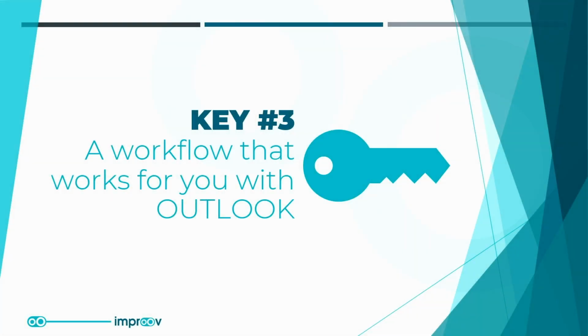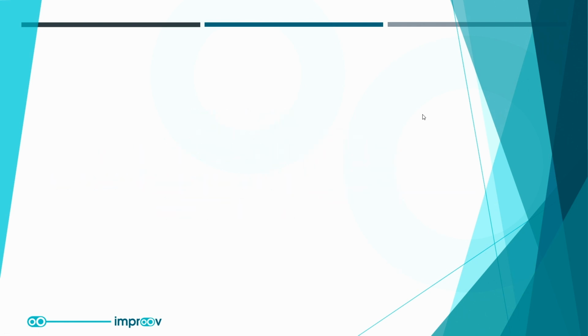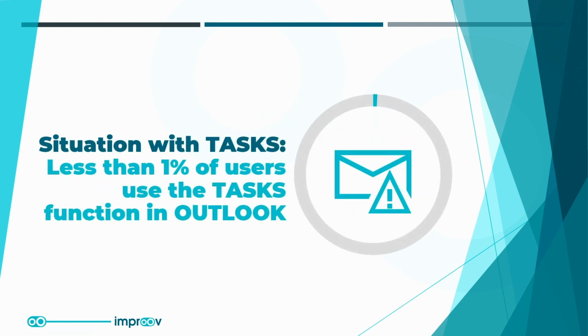What's really interesting is that although Outlook has had a task manager for years, there's less than 1% of users who actually use the task function in Outlook. And the reason is that when you open up your Outlook for the first time, the way the taskbar is configured by default with Microsoft is actually really, really bad. Okay. So that's the reason why people don't use it. It's because it's not user-friendly from the get-go.